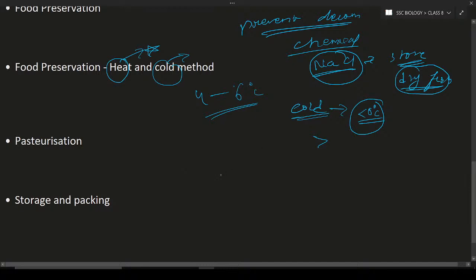pasteurization. So in the pasteurization process, the milk will be taken, okay, and it will be heated up to 70 degrees Celsius. After heating up to 70 degrees Celsius for 15 minutes, what will happen? The microorganisms will be dead, and the milk will be again packed and stored. Such a process is known as pasteurization.